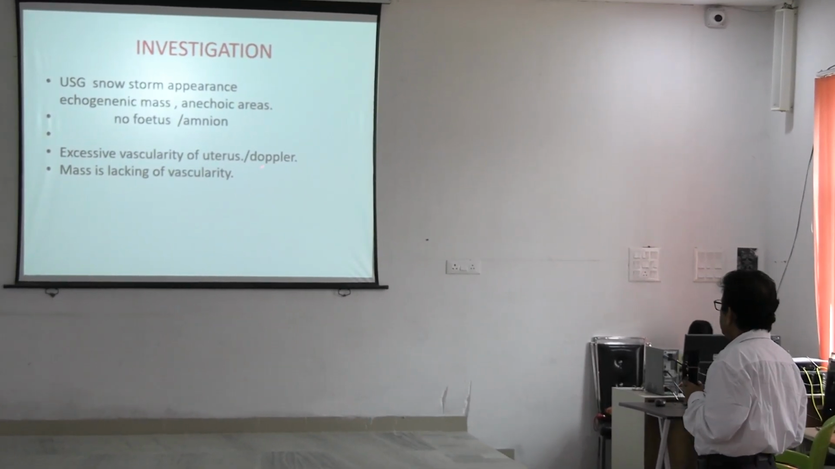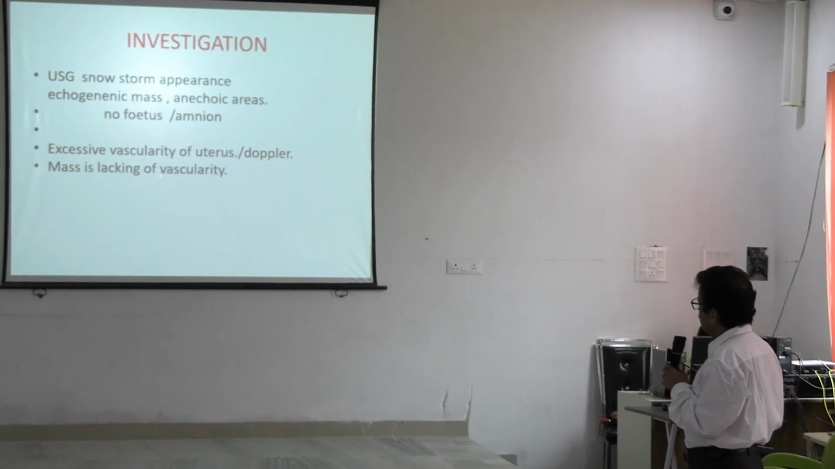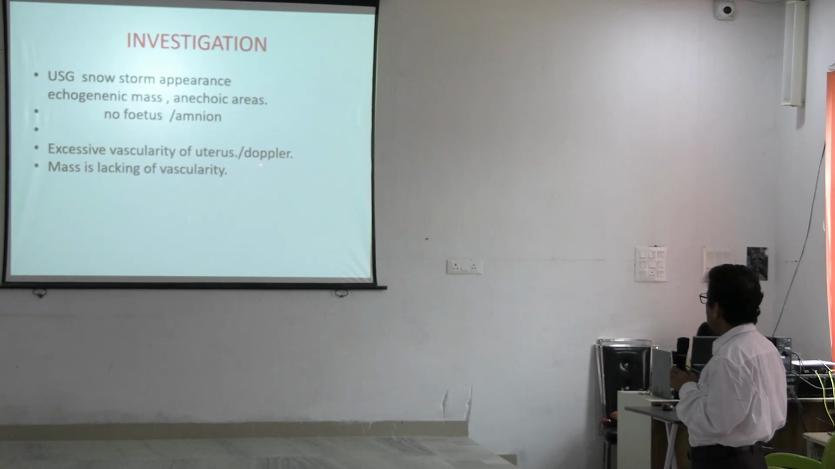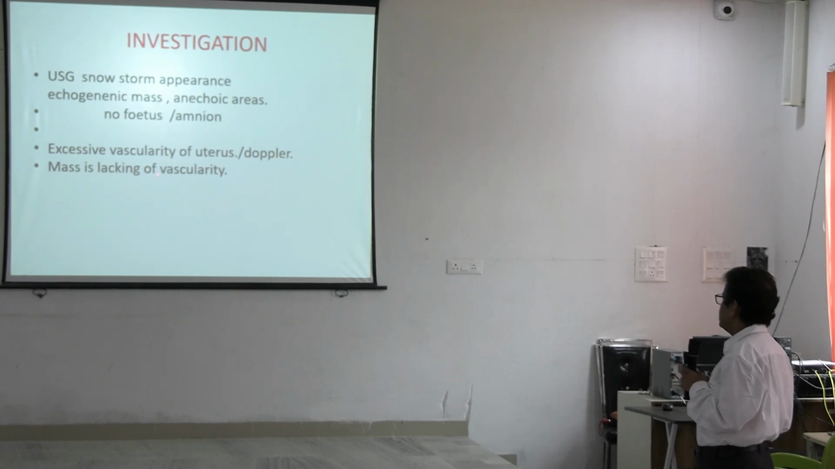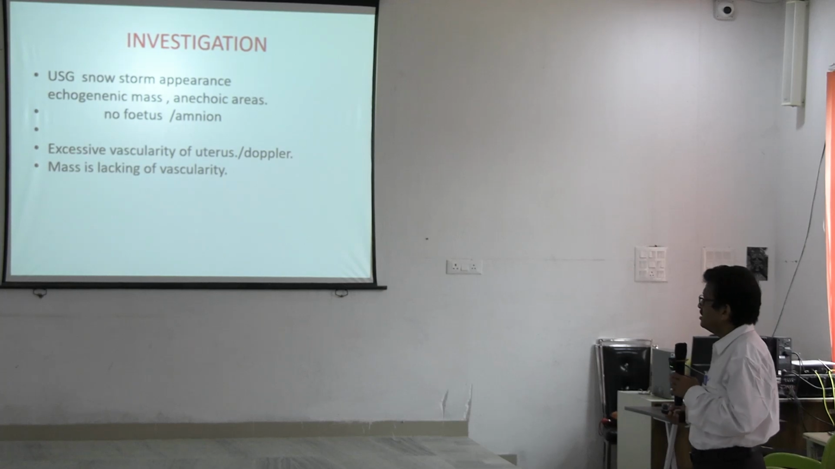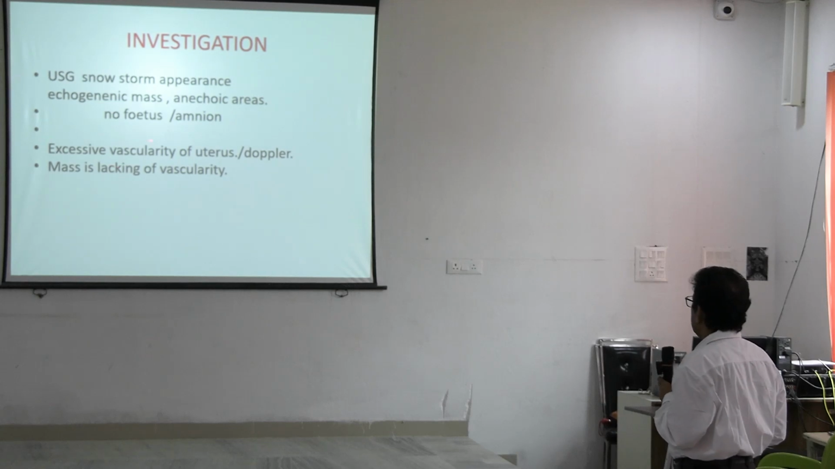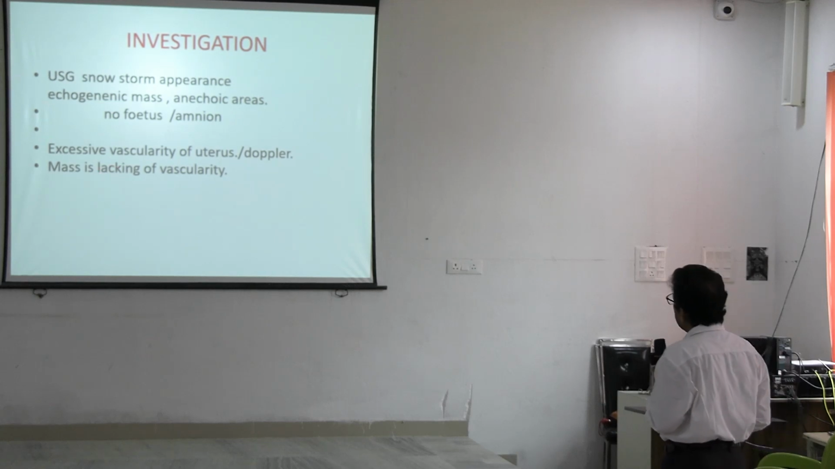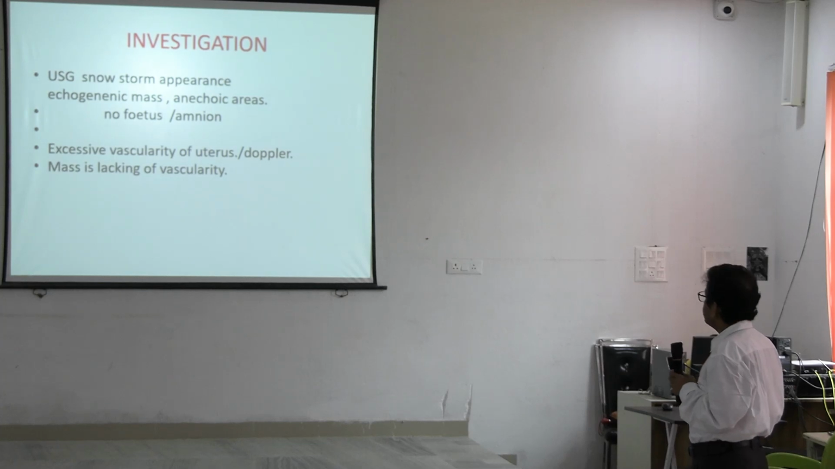Excessive vascularity of the uterus on Doppler. The vascularity of the uterus will be very high because of the proliferation of the trophoblastic tissue. So by Doppler you will get increased vascularity of the uterus, but the mass itself lacks vascularity. The uterus is very much vascular, but the mass within the uterus is avascular, because of the absence of vessels. So that is the picture you will get by USG.